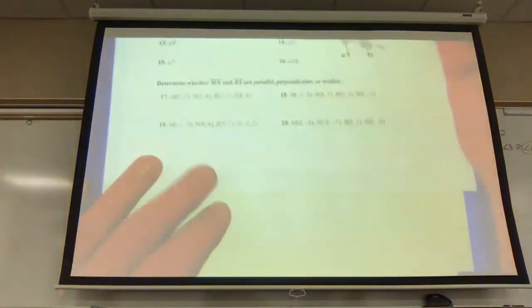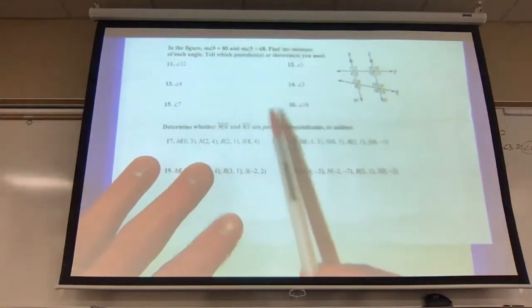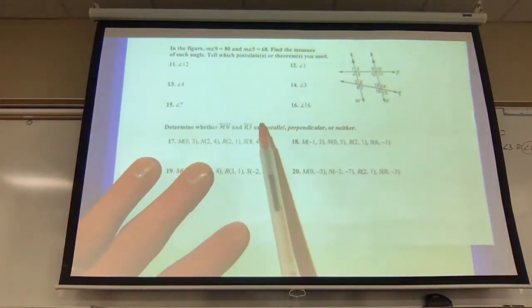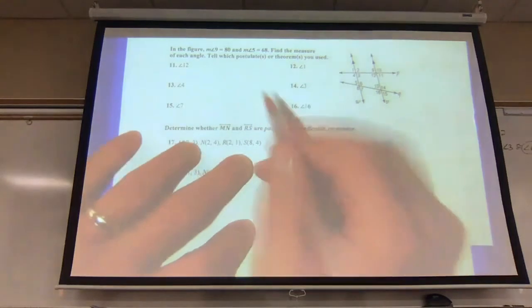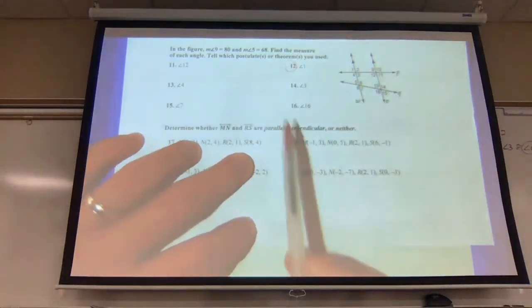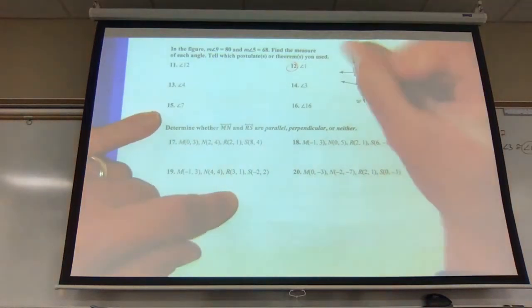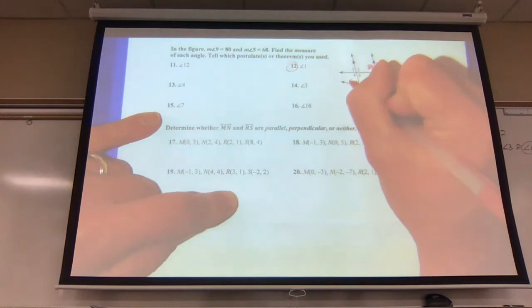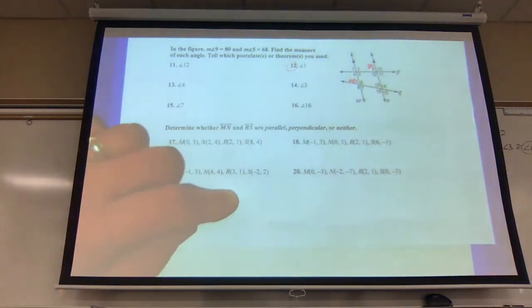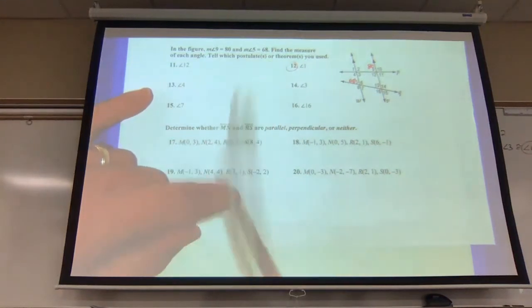Okay, let's go down to 11 through 16. Any requests on 11 to 16? 12. All right, circle that. We'll come back to it in a second. In the picture, angle 9 is 80, so I'm going to mark that. And angle 5 is 68. We know those 2 angles. It wants to find the measure of each angle and then tell which postulate or theorem we used.